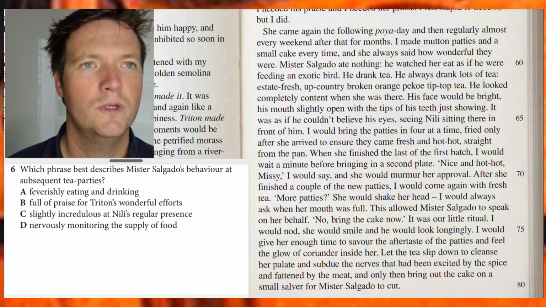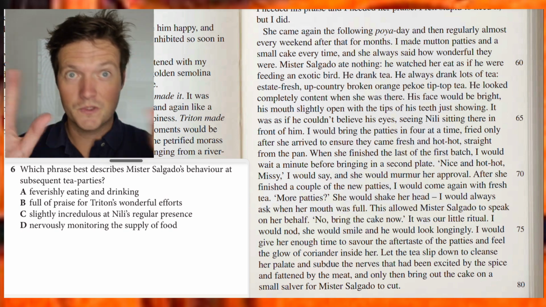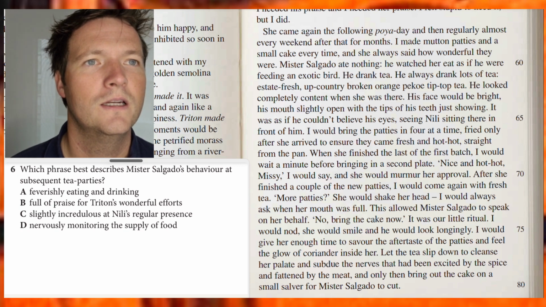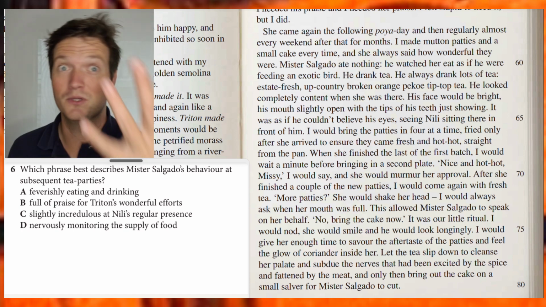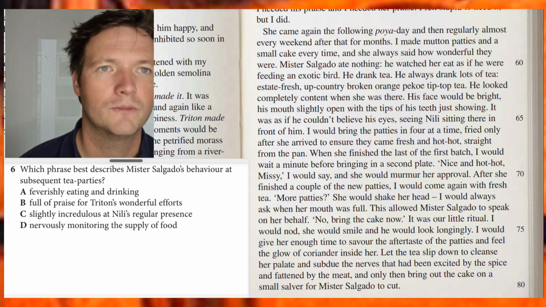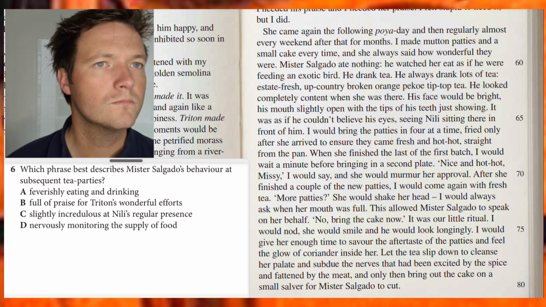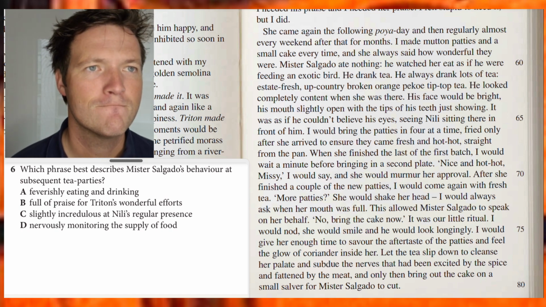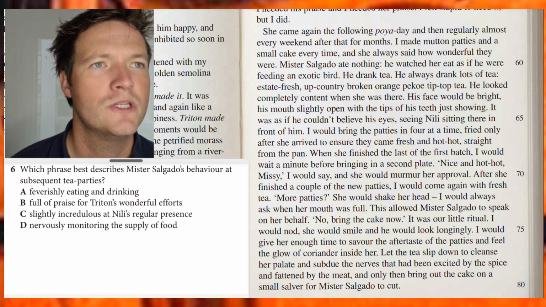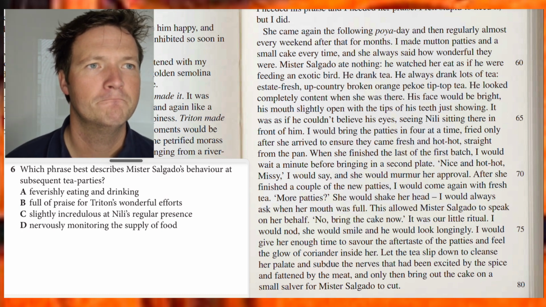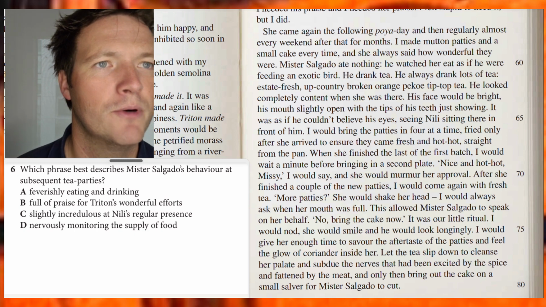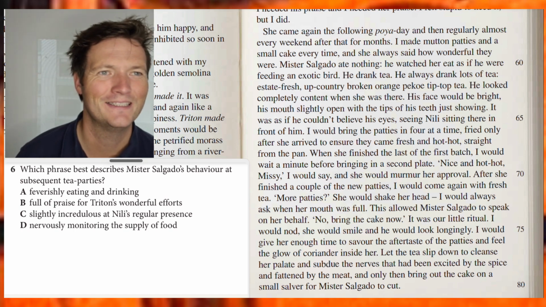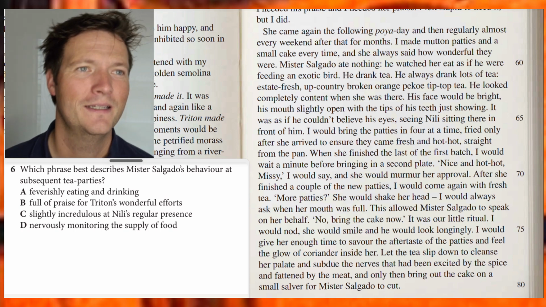Right, here's Mr. Salgado. What did he do? Mr. Salgado ate nothing. So he didn't eat anything, we know that. He watched her eat as if we were feeding an exotic bird. So he's sort of absorbed by her. I guess he's in love with her or something, right? He drank tea. Well, that's another thing he did. He always drank lots of tea. Estate fresh, upcountry, broken orange, pekoe tip tea. Wow, that's a crazy sentence, but yeah, he's just talking about tea.